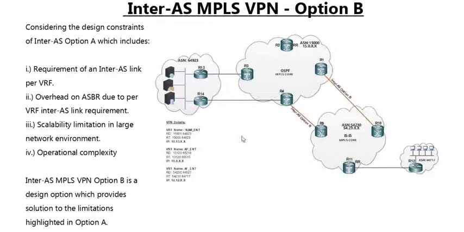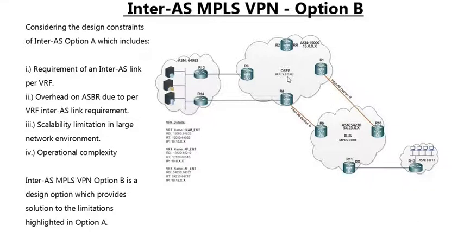Talking about option B, we were able to highlight some limitations of option A, which gave birth to the consideration of option B. In this scenario, we have been able to overcome that limitation of having to create multiple inter-AS links between the service providers that are playing a part in the delivery of this solution. And that is replaced by a single inter-AS link between the two service providers.